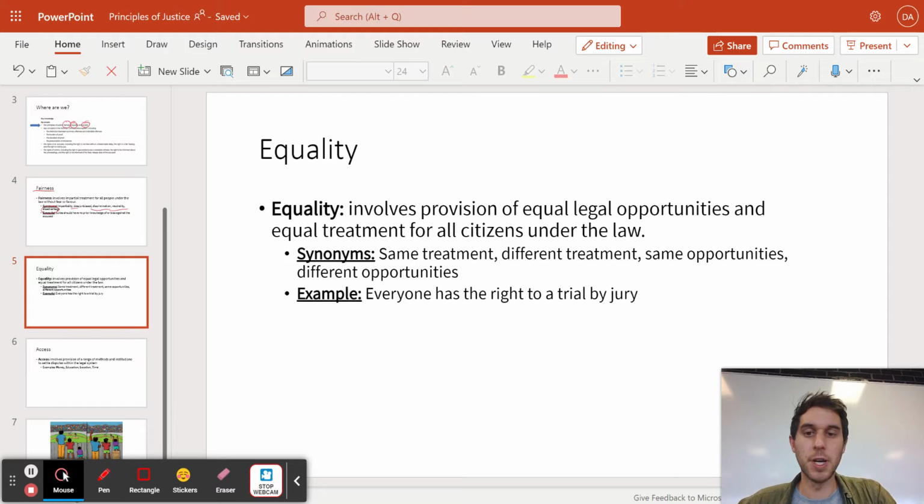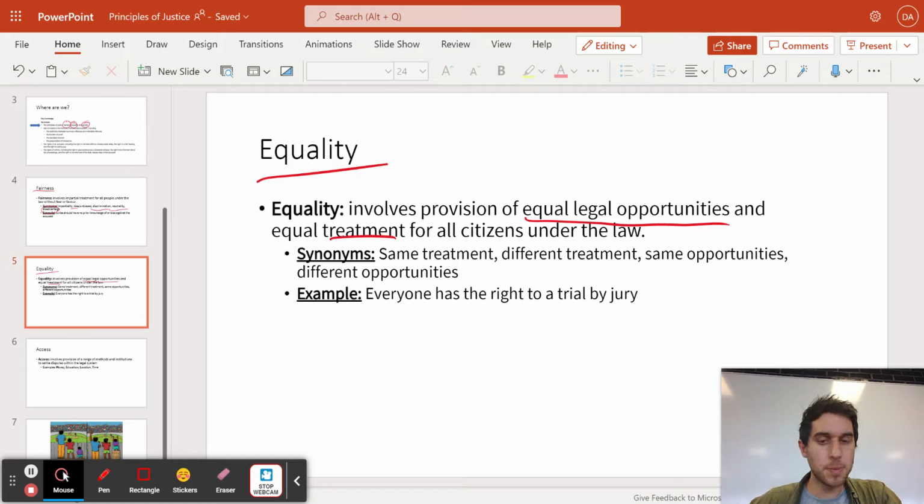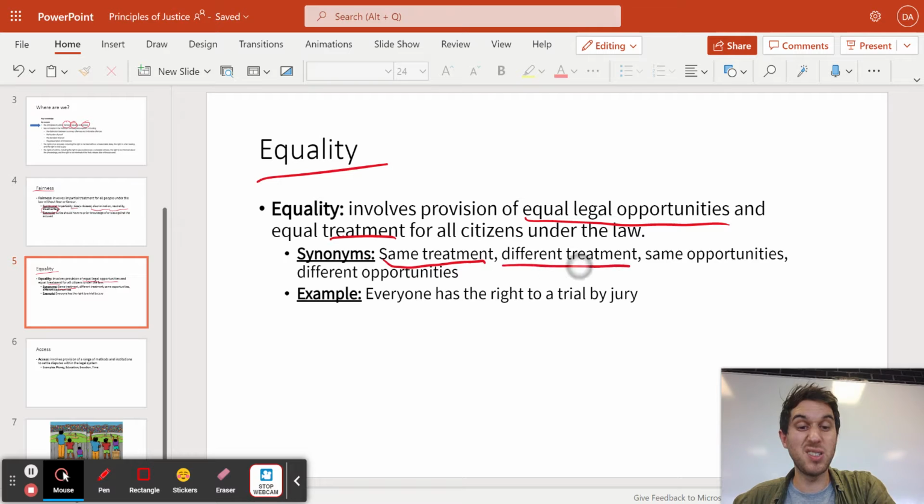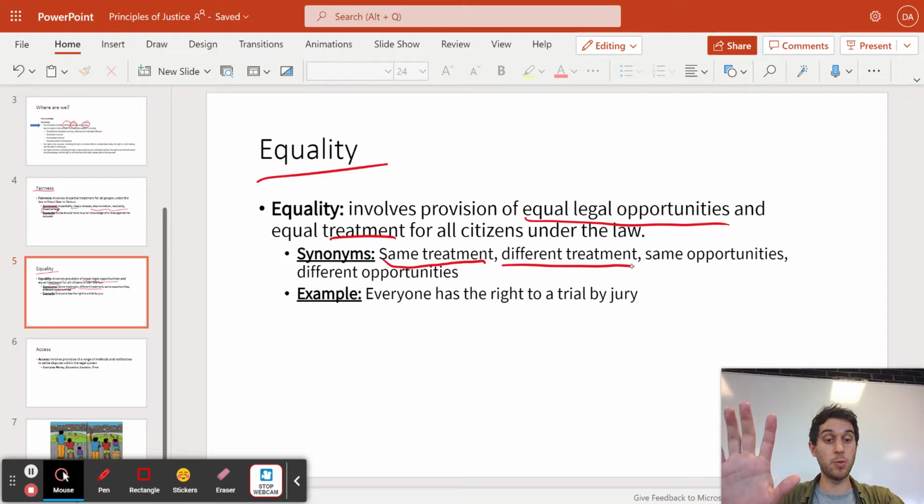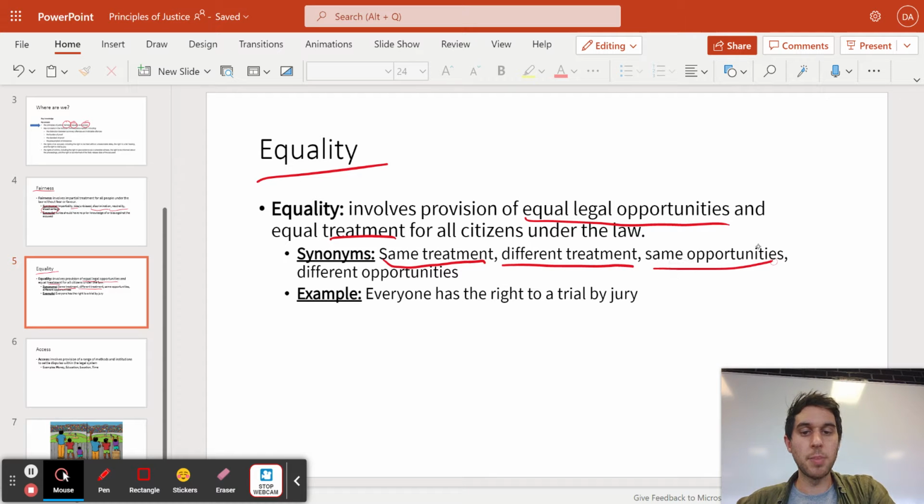Our next principle of justice is equality. Equality, according to the study design, involves provision of equal legal opportunities and treatment. That's a little bit of a circular definition, so some synonyms we might use to clarify this would be giving everyone the same treatment. Or on the other side of the coin, if we're failing to achieve equality, we might be giving people different treatment. Some people being treated one way, some people being treated the other. Or we might look at same and different opportunities given to people.